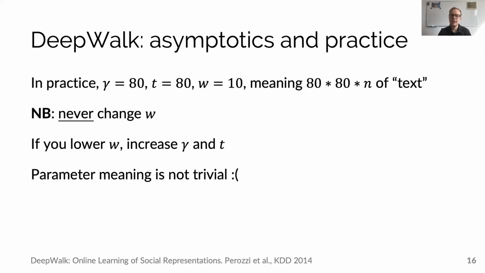Parameter meaning is not as trivial. For example, it's not really obvious what to tune for the algorithm if you want, for example, a more local representation. The most trivial thing would be to lower w, but as I said, it lowers the training data set. So you need to increase gamma and t, and it's hard to understand how to do that on a real graph.